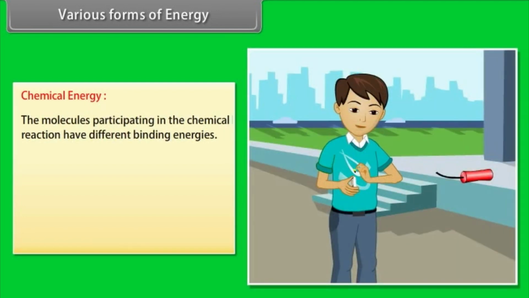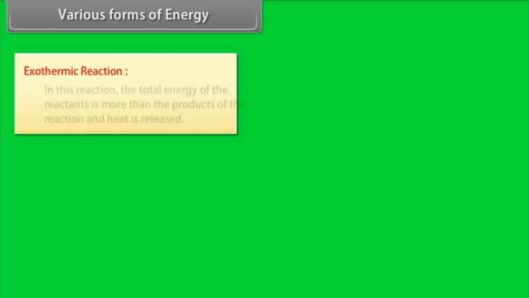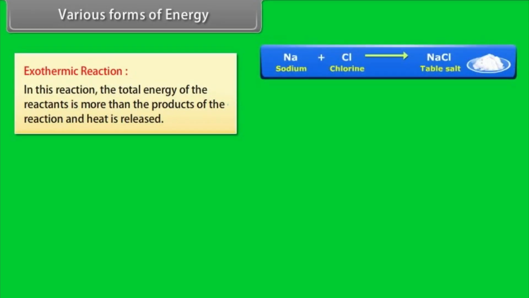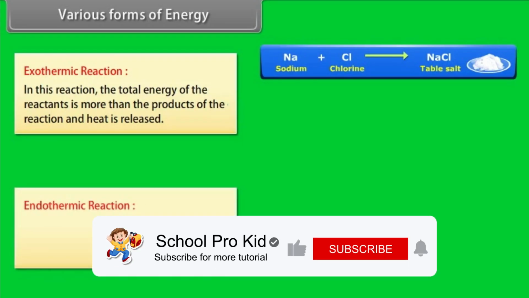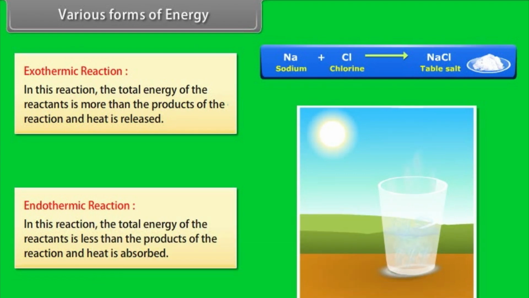Chemical energy. It arises from the fact that the molecules participating in a chemical reaction have different binding energies. A chemical reaction is basically a rearrangement of atoms. There are two types of chemical reactions. Number 1, exothermic reaction, and Number 2, endothermic reaction. Exothermic reaction. In this reaction, the total energy of the reactants is more than that of the products of the reaction and heat is released. Endothermic reaction. In this reaction, the total energy of the reactants is less than that of the products of the reaction and heat is absorbed.